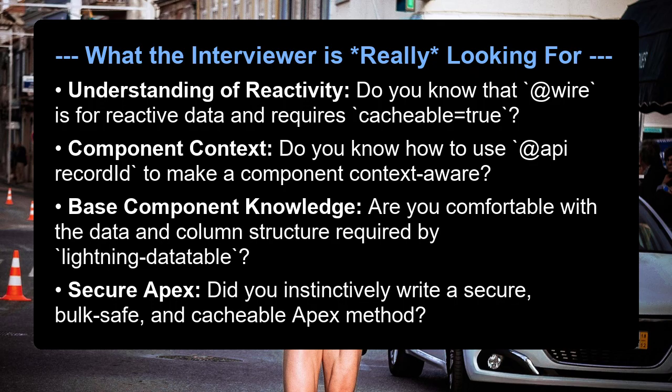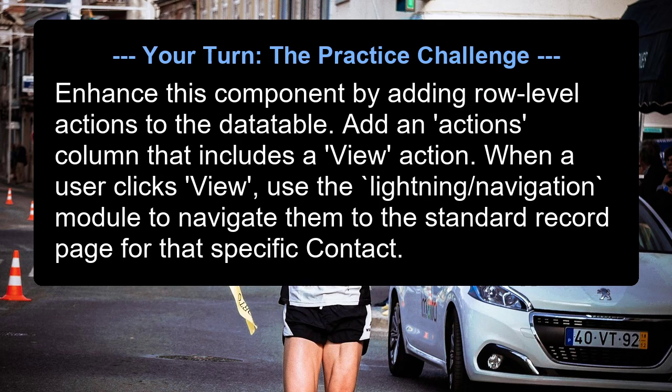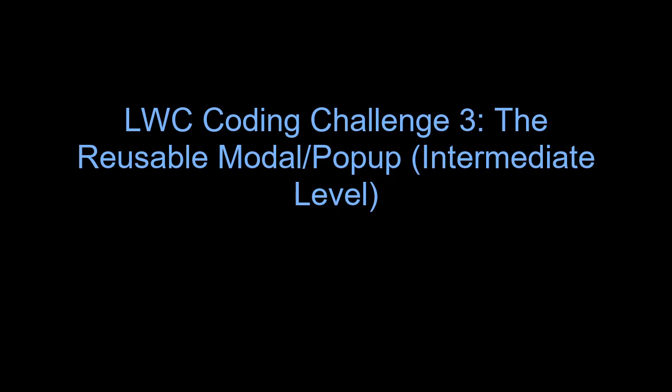Secure Apex. Did you instinctively write a secure, bulk safe, and cacheable Apex method? Your turn, the practice challenge. Enhance this component by adding row-level actions to the data table. Add an actions column that includes a view action. When a user clicks view, use the Lightning navigation module to navigate them to the standard record page for that specific contact. LWC Coding Challenge 3, the reusable modal or pop-up, intermediate level.